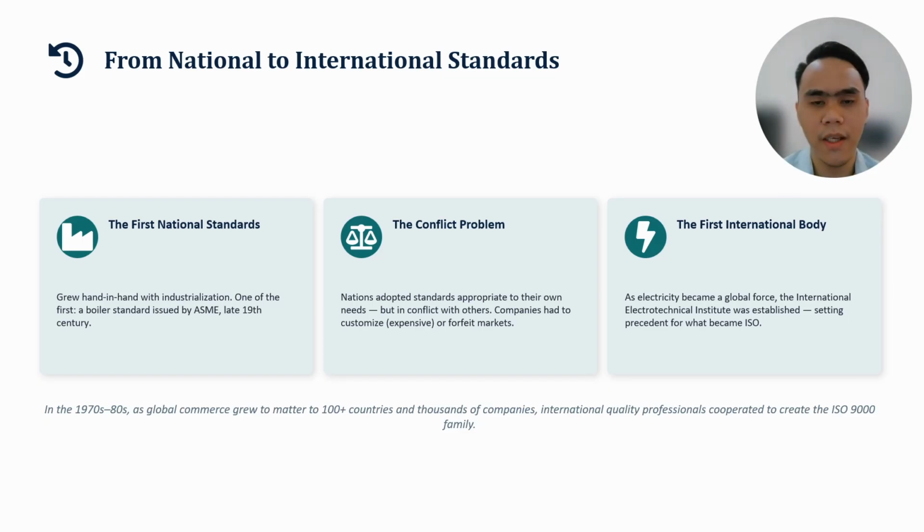The concept of national standards spelling out the requirements of how goods and services were to be produced grew hand in hand with the industrialization of national economies. One of the first national standards was a boiler standard issued late in the 19th century by the American Society of Mechanical Engineers. A genuinely practical safety concern, since a poorly made boiler could kill people.